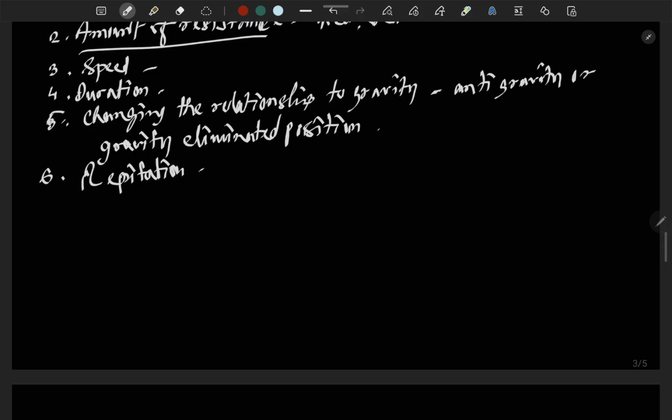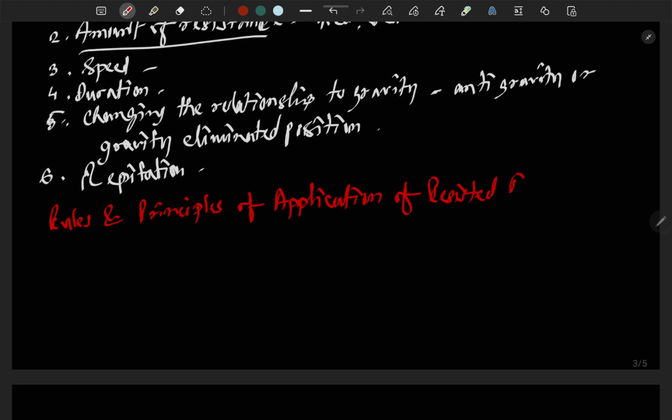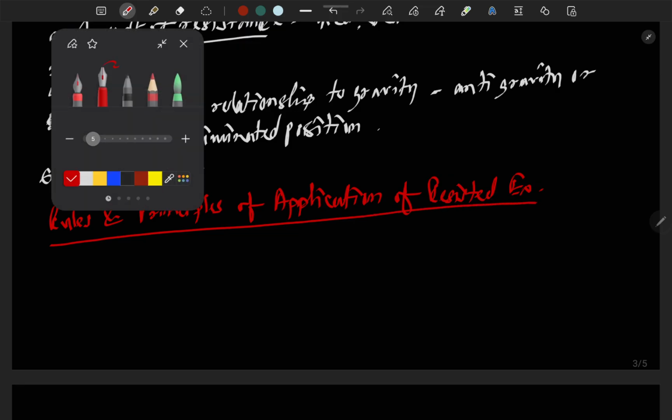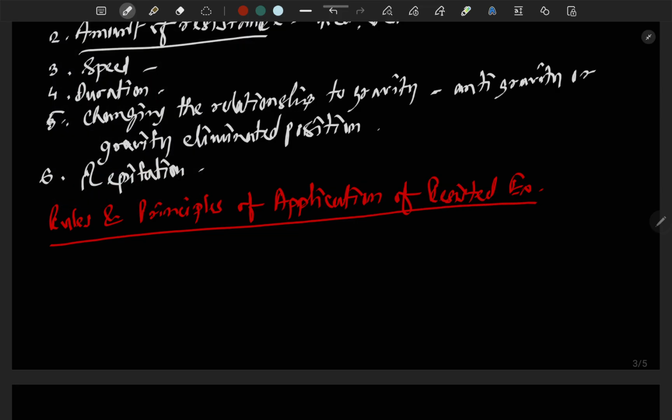next is rules and principles of application of resisted exercise. Number one is starting position.